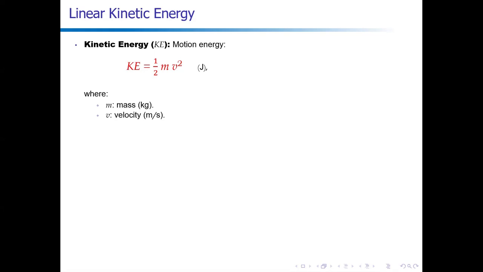So kinetic energy is defined as the energy an object has because it's moving. We use the symbol KE for kinetic energy, and its measure is in joules. The formula is kinetic energy is equal to a half times the mass times velocity squared.